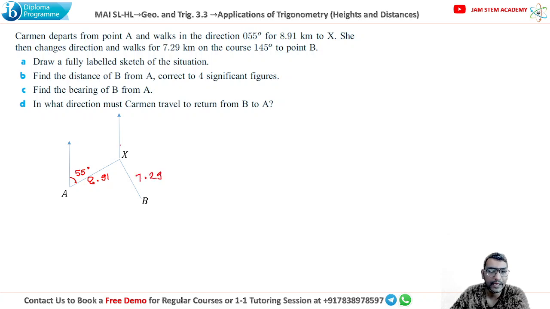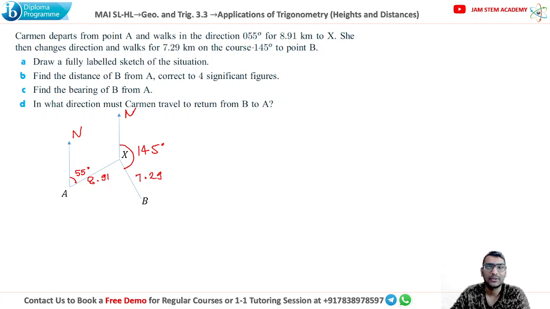7.29. Bearing angle, this angle is given as 145 degrees. That's north. Remember this. It's a simple two-dimensional geometry. We are doing it for a real life based problem, but yes, you can always consider it as two-dimensional here in this problem.